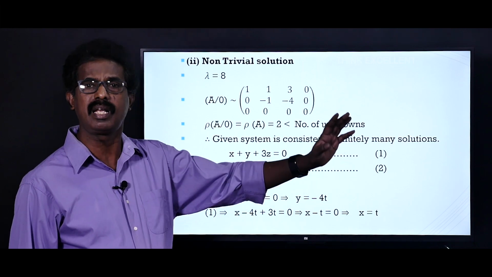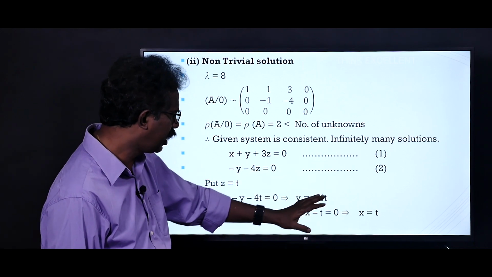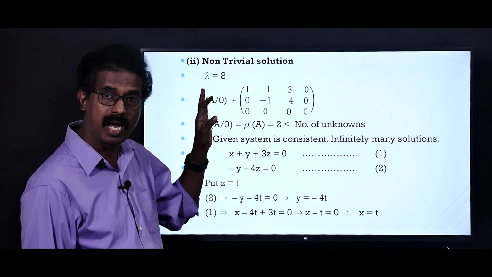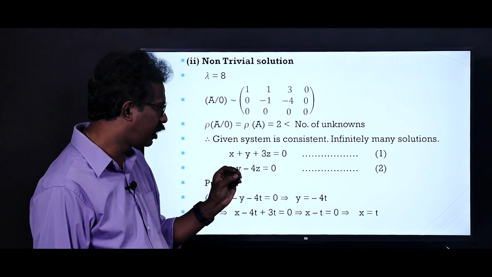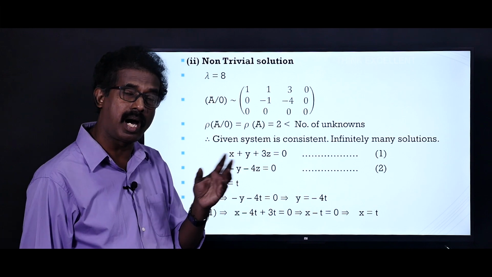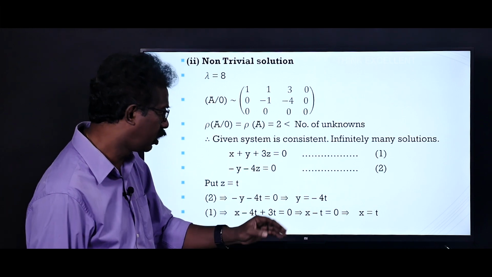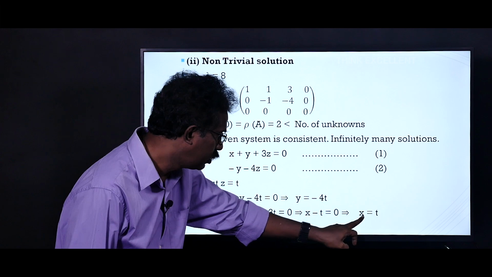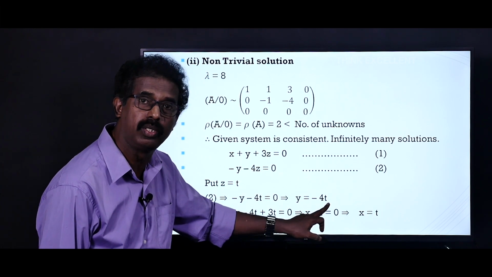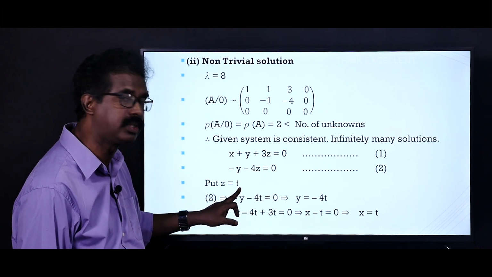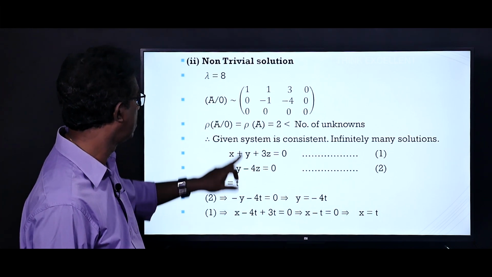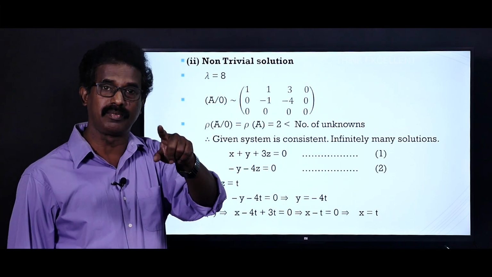R means any real number. When you give any real number, you get a solution. But since it is a non-trivial solution, you cannot give 0. If you give T equals 0, because R includes 0 also, right? So if you put 0, what is the X value? 0. What is the Y value? T is 0, so minus 4 into 0 is 0. And what is the Z value? That also is 0. So what is your solution? X equals 0, Y equals 0, Z equals 0. That is not a non-trivial solution, that is a trivial solution.